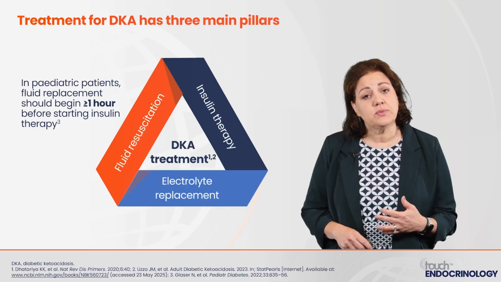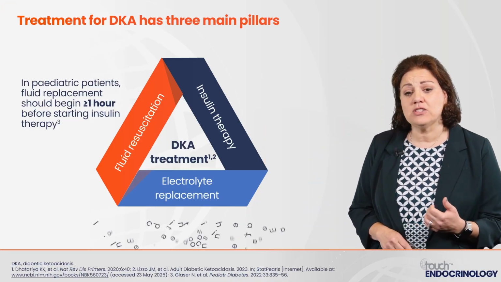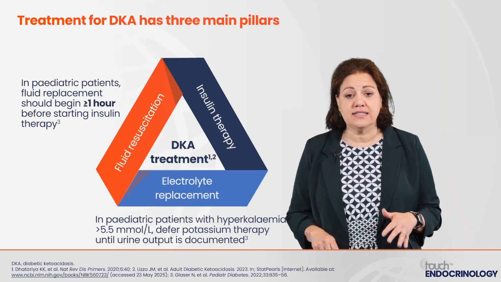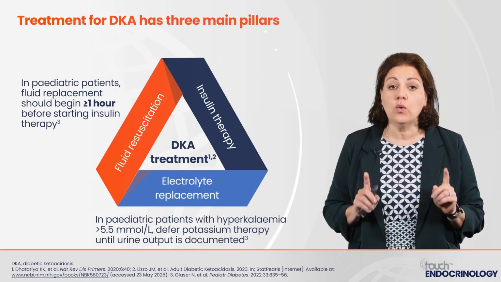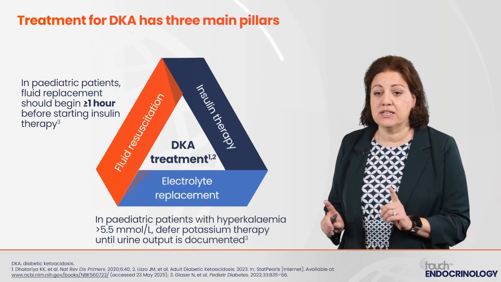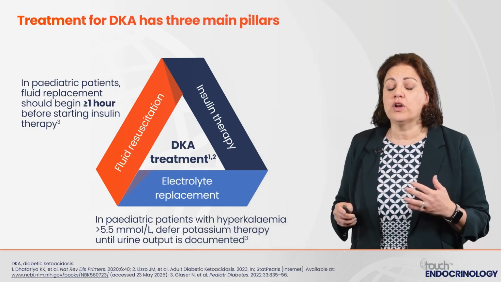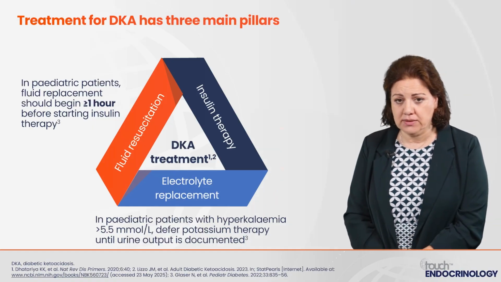Importantly, sometimes we see elevation in potassium levels. So if a potassium is over 5.5, we want to hold on adding potassium to the bag until we establish urine output. We know eventually that potassium is going to be needed because as we correct that acidosis, we're going to recognize that there's total body potassium depletion.